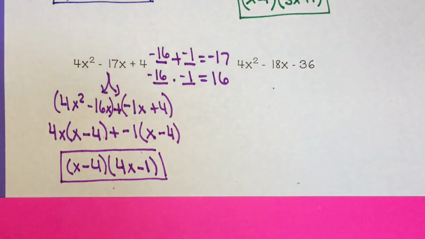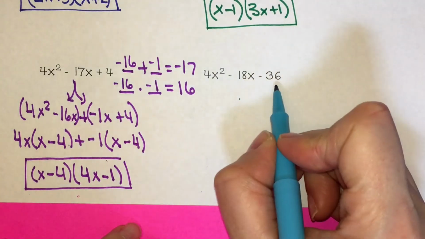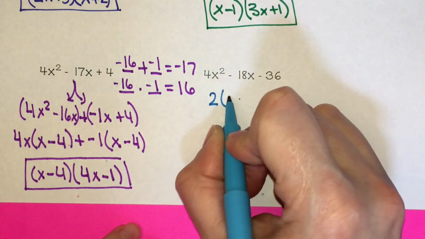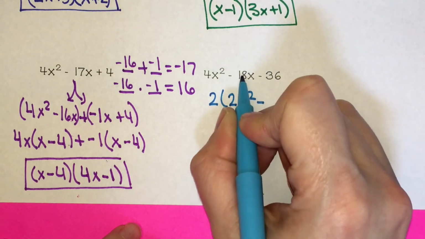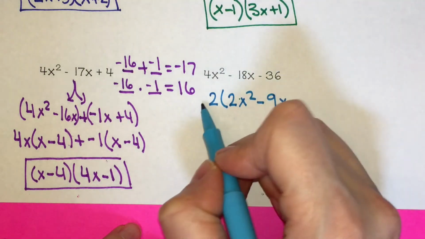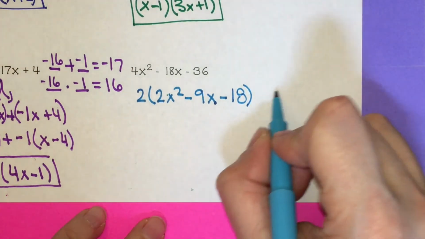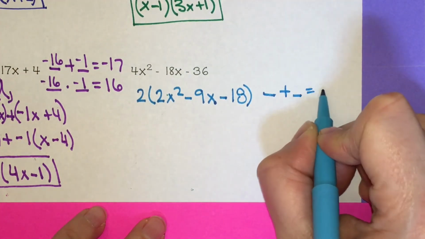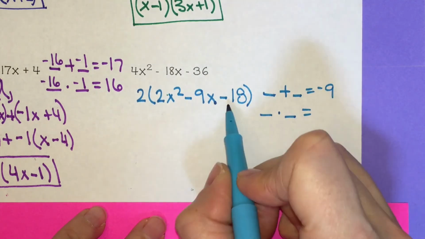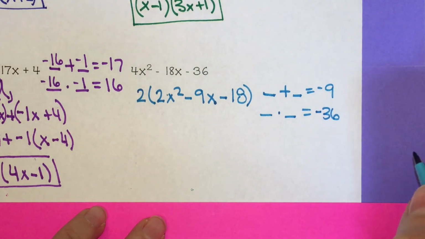All right, last one. Hopefully you're getting these. All right, I can see that I can divide everything by 2, and I'm left with 4 divided by 2 is 2x squared, minus 18 divided by 2 is 9x, minus 36 divided by 2 is 18. So now I'm going to figure out what I add together to equal negative 9 and what I multiply together to equal, I have to do 2 times negative 18 is negative 36.